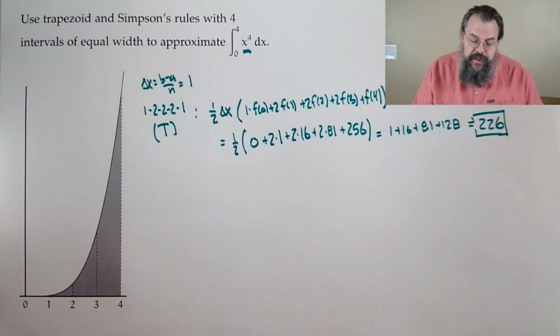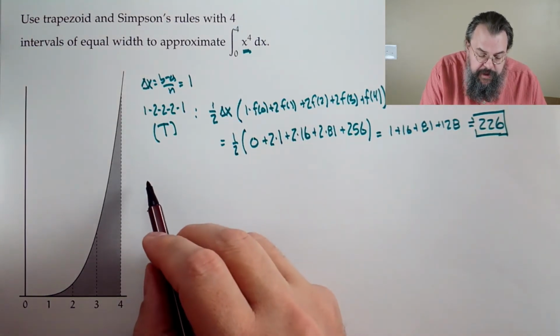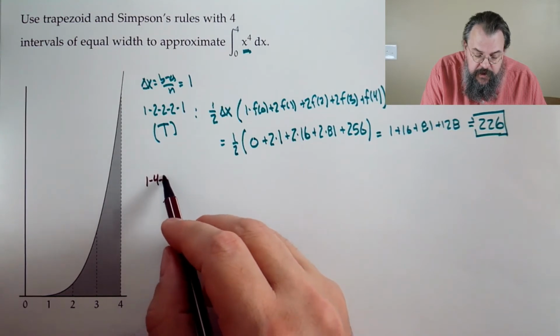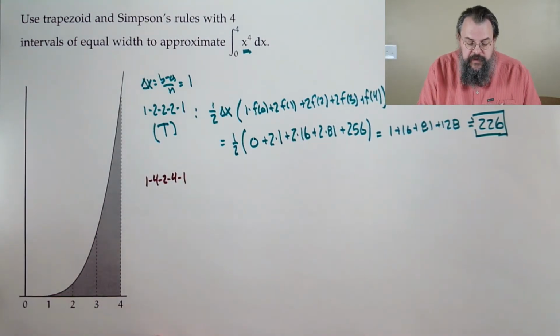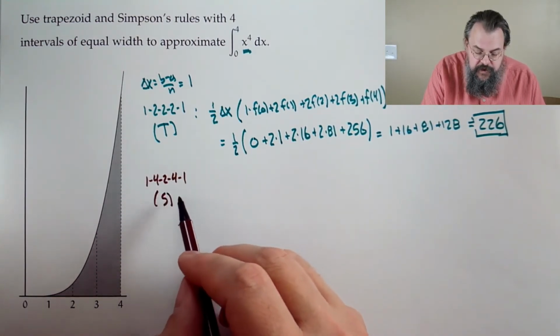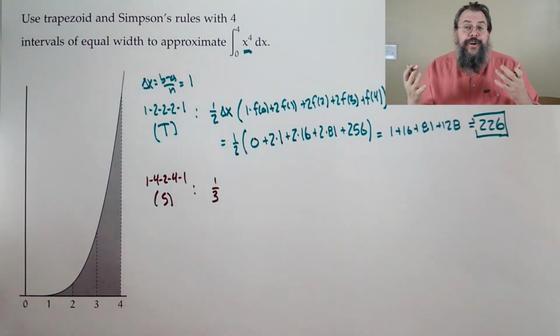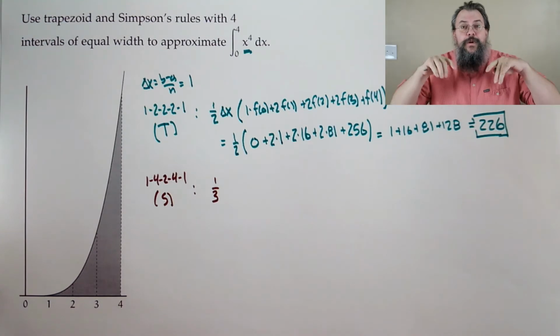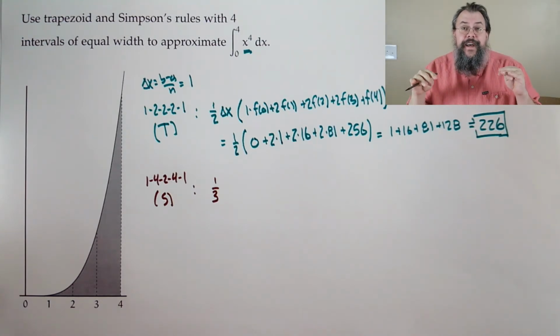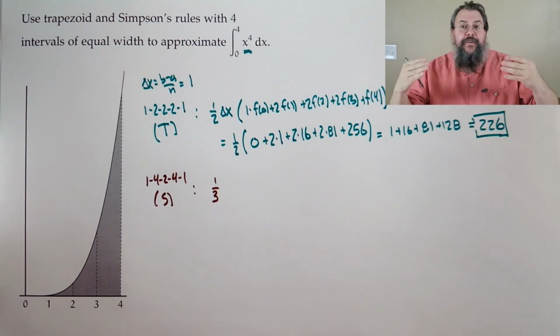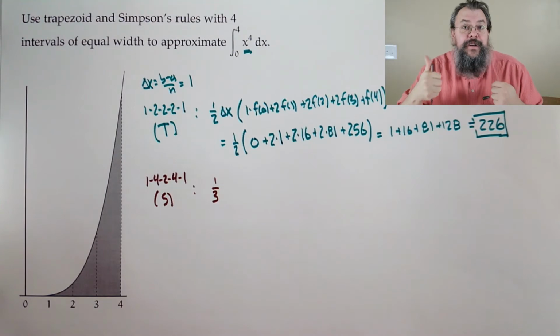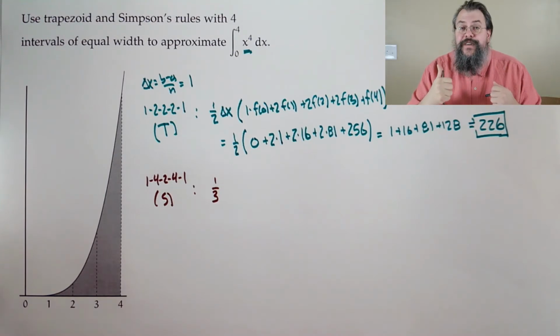Okay, so what's going to happen here? Well, the right pattern is 1, 4, 2, 4, 1. This is our Simpson's rule, and it's 1/3. The way you can think of that 1/3 is that we're weighing things, right? Not everything gets the same weight, so we have to make sure that we scale so that at the end, every interval essentially gets 1 measurement, or the equivalent of 1 measurement.